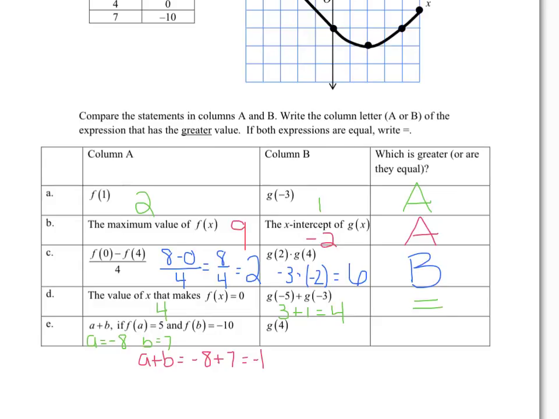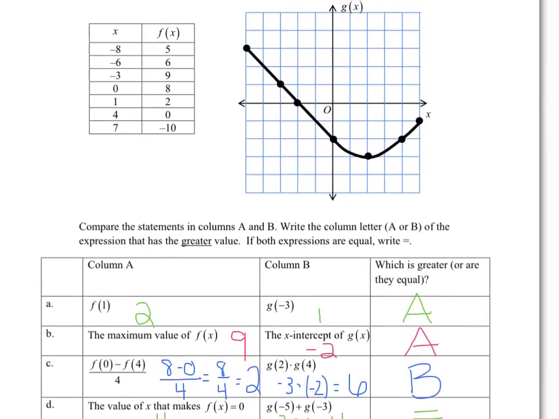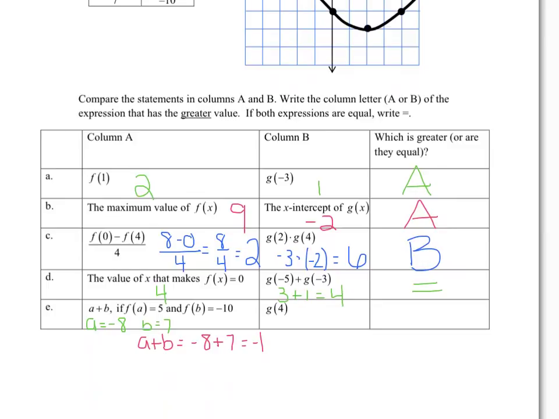Finally, we're looking for g of 4. So g of 4 is 1, 2, 3, 4, and down 2, so negative 2. So g of 4 equals negative 2. And which one's larger? Well, negative 1 is larger than negative 2. So we're going to say column A. And that ends Unit 2, Topic 1 of the Semester Exam Review Packet.